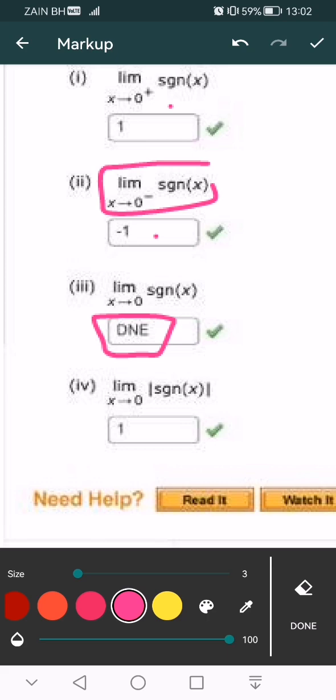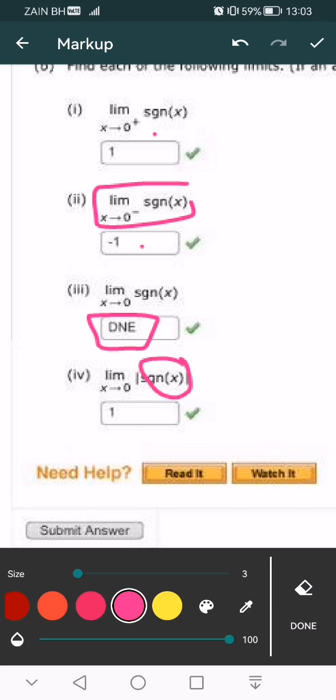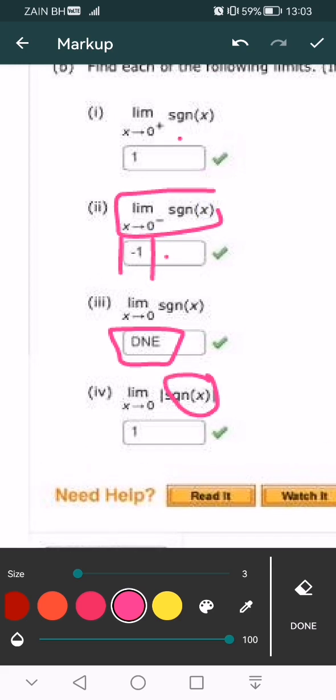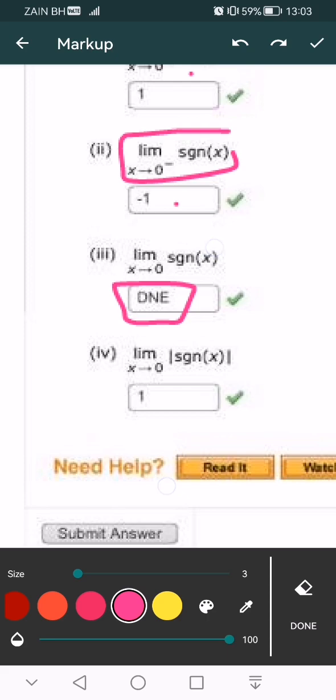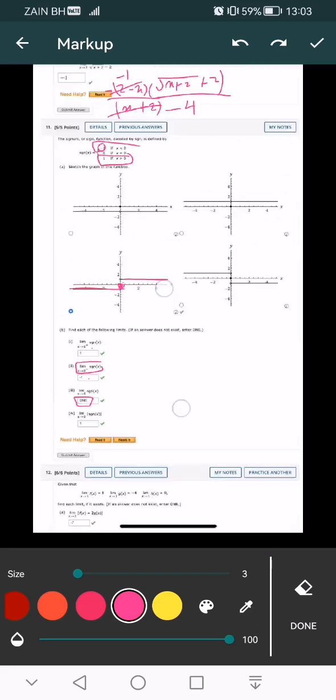Again, it says limit as x goes to 0 of the absolute value. I have to check from the left side and the right side. The right side was minus; the absolute of minus 1 is 1, so the value from the right side and left side is 1. For that reason the value is 1 and it exists. When it says 0, I need the value from the right side and left side. If the right side is the same as the left side, I put the value.